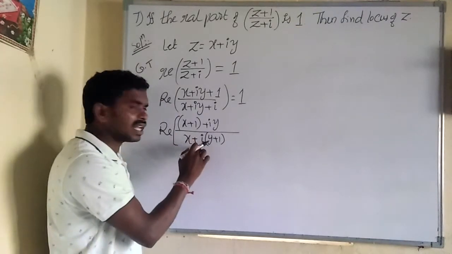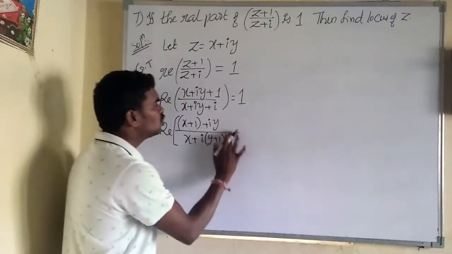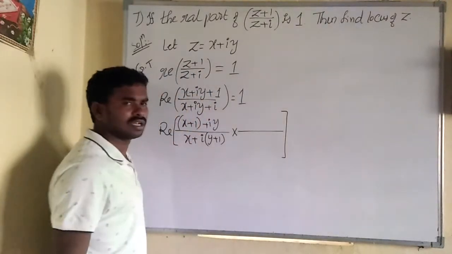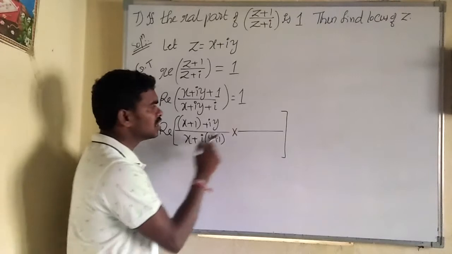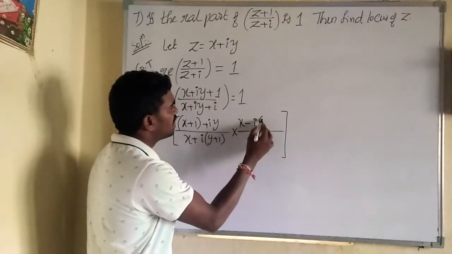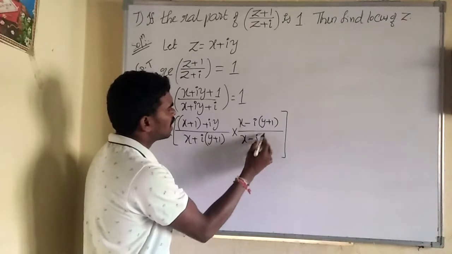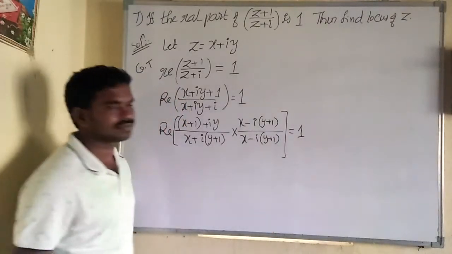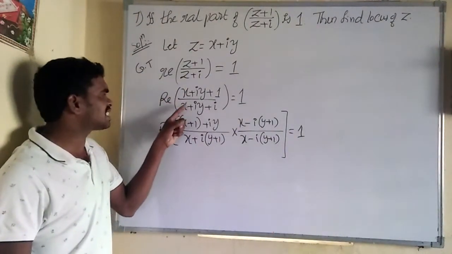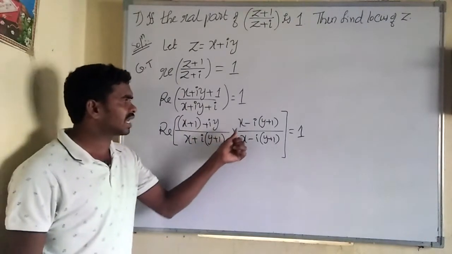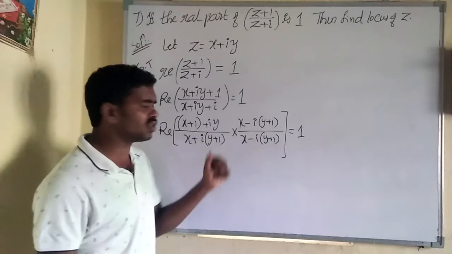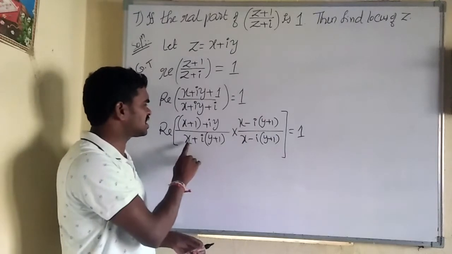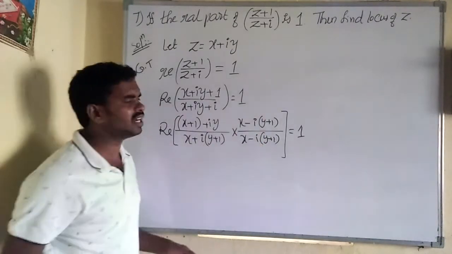So whenever the denominator contains a complex number, immediately do the rationalizing. How can we do the rationalizing? By multiplying; here plus is there, so take minus. So multiply and divide by x minus i into (y plus 1), and this is equal to 1 as it is. Okay, here I simplified this as it is, and immediately I did the rationalizing. How can we do it? By taking the denominator, if plus is there, rationalize with minus, and the remaining as it is.